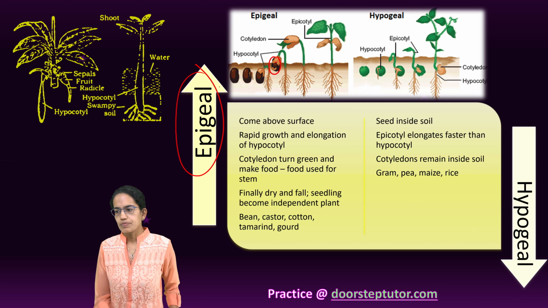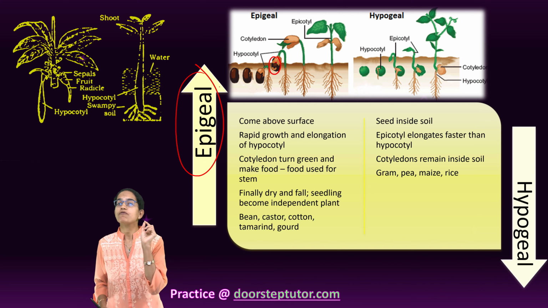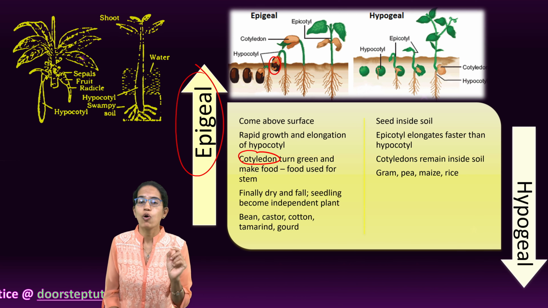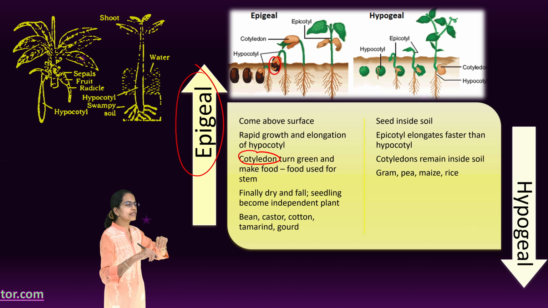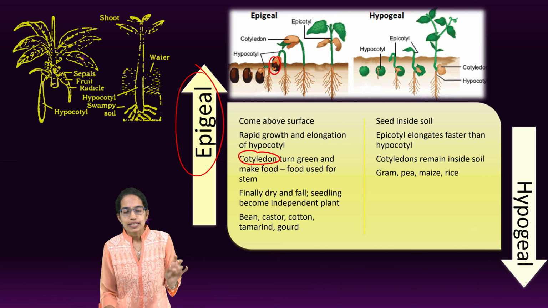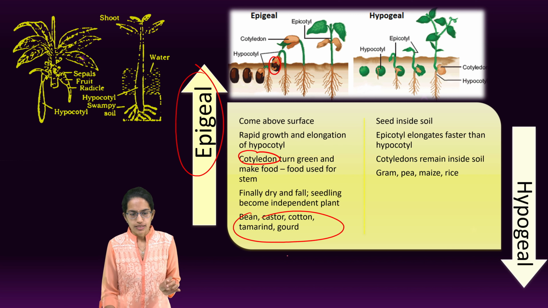Now, in epigeal germination, cotyledons form the first green leaves. That's extremely important. So, cotyledons form the first green leaves, and then you have the natural leaves of the plant that would be visible. Bean, castor, cotton, tamarind are classic examples.